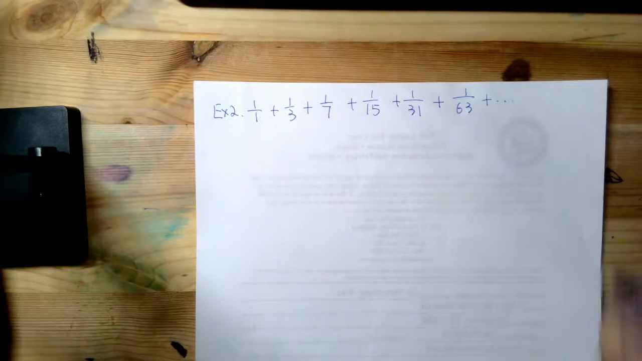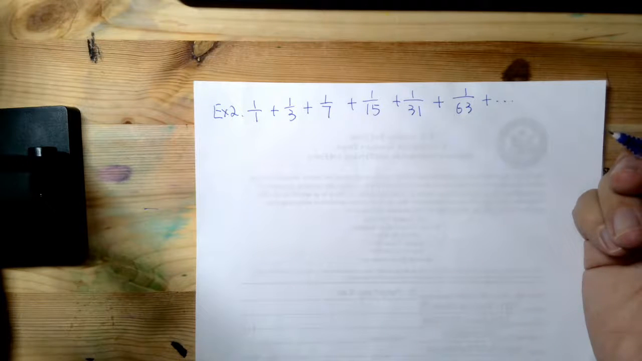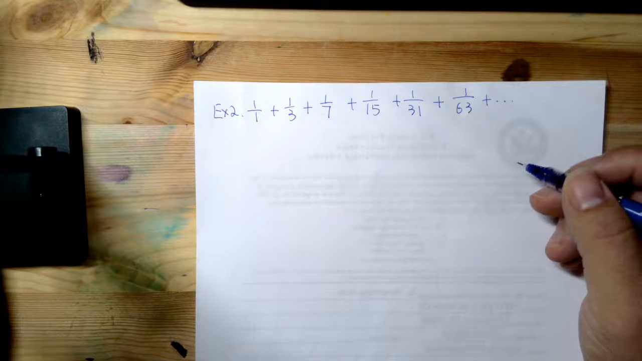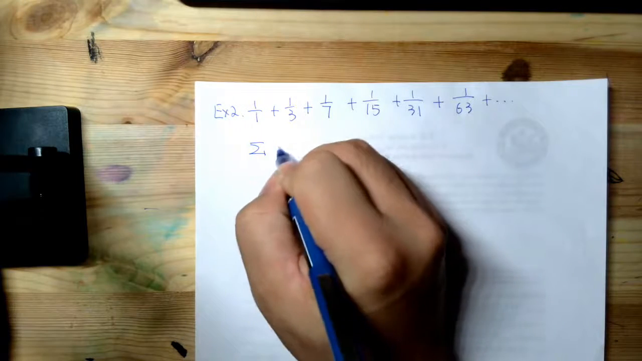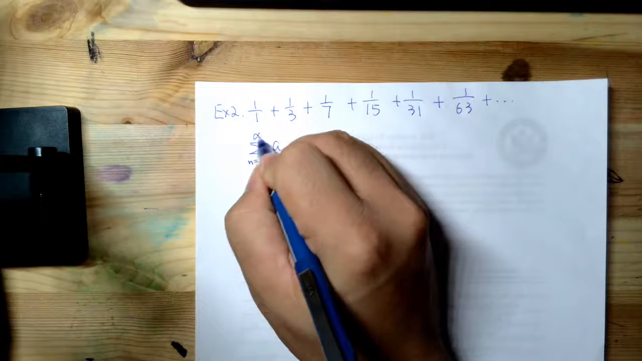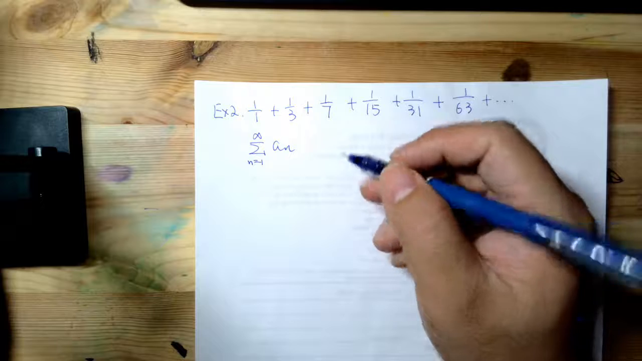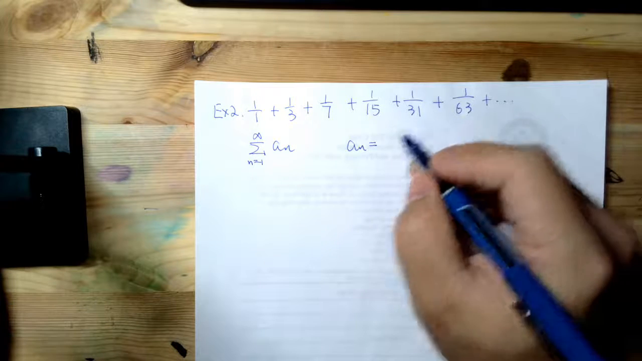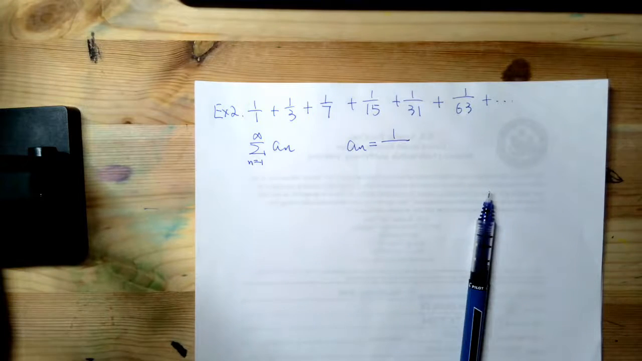Okay, so now let us take a look at this series, and the question is whether this given series converges or diverges. First of all, we need to figure out what is the nth term expression for this series. Apparently it's going to be a fraction, and the numerator is 1. The denominator, we need to think about it.